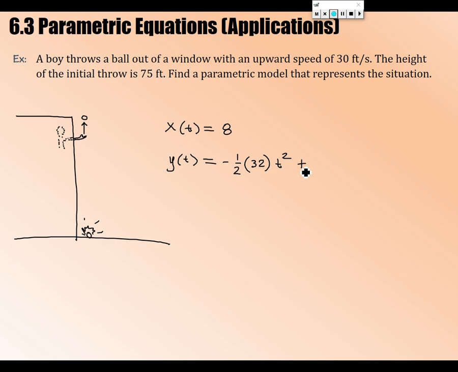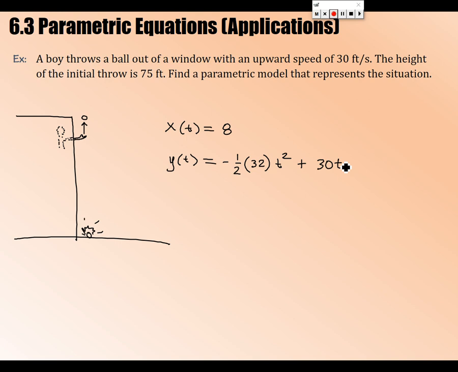Yeah, it's 30. Now, some people might be saying, well, wait, isn't it 30 times the sine of the angle? Okay, well, yes. What's the angle here, though? 90 degrees. Sine of 90 degrees is 1. So we're not lying here.